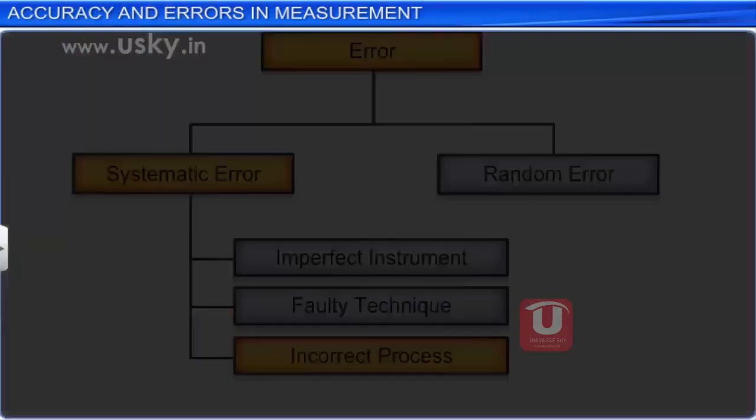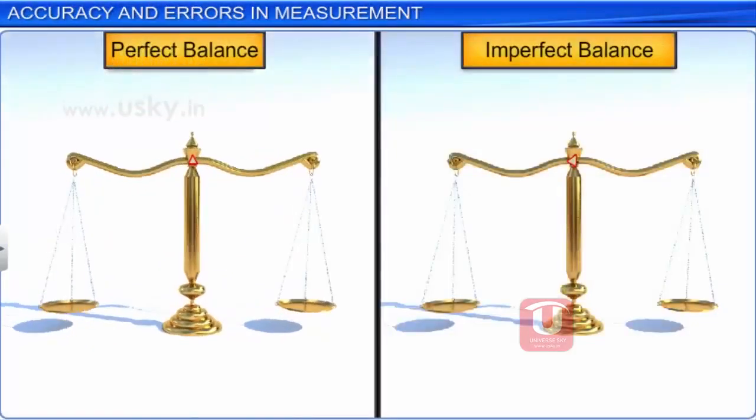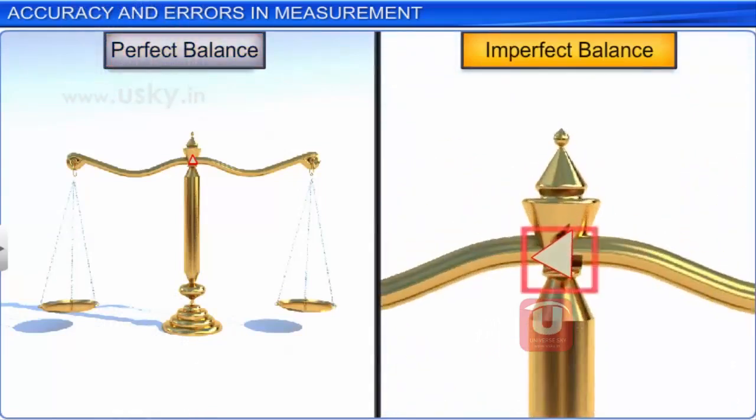Errors may occur due to the use of an imperfect instrument for measurement. Such errors are known as instrumental error. For example, if the needle of a simple balance is skewed or bent, it always shows a weight that is more or less than the actual weight of the object being weighed.